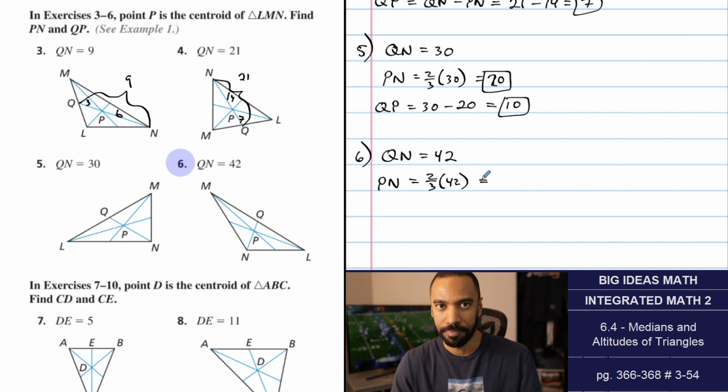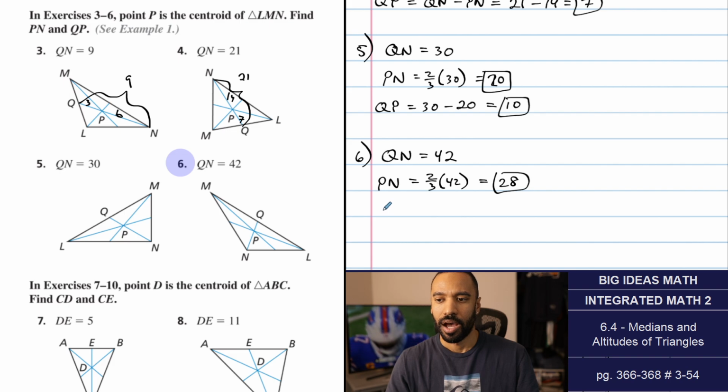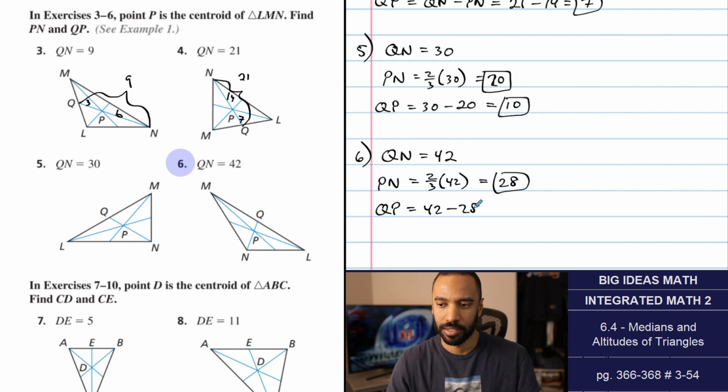42 divided by 3 is 14. 14 times 2 is 28. See, on this one, you might say, oh, I want to do 42 times 2. You can. That's 84. You've got to take 1/3 of 84, and that might take a second, divided by 3. QP should be 42 minus 28, which will give you 14.